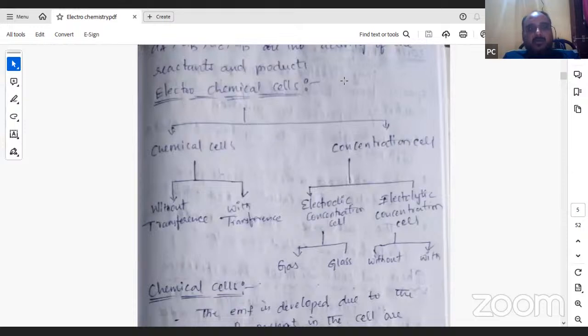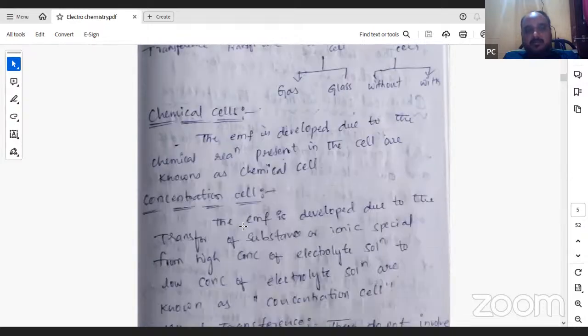Then electrochemical cells are chemical cells and concentration cells. The chemical cells are again classified into two types, without transference and with transference. Concentration cells are also of two types, electrodic concentration cells and electrolytic concentration cells. The electrodic concentration cells are gas and glass electrodes, and the electrolytic ones are again without and with transference.